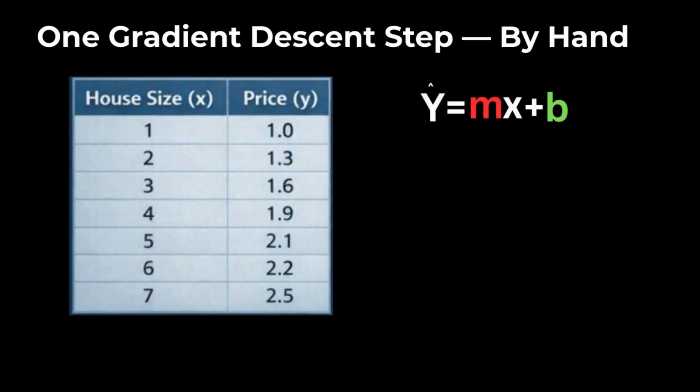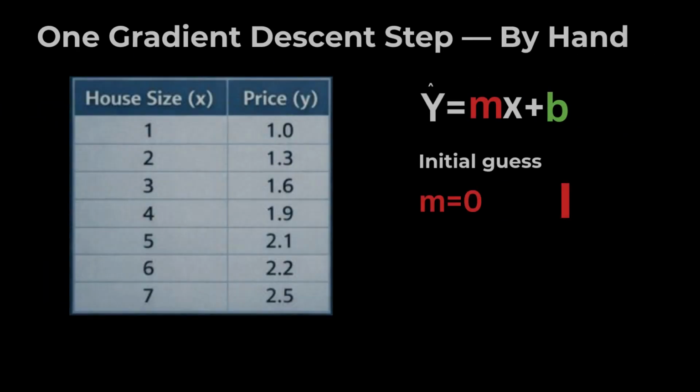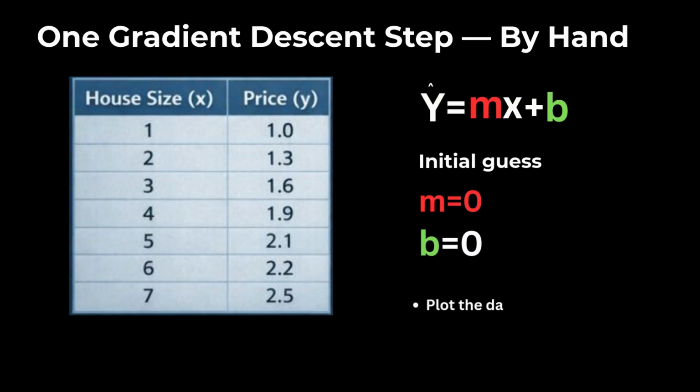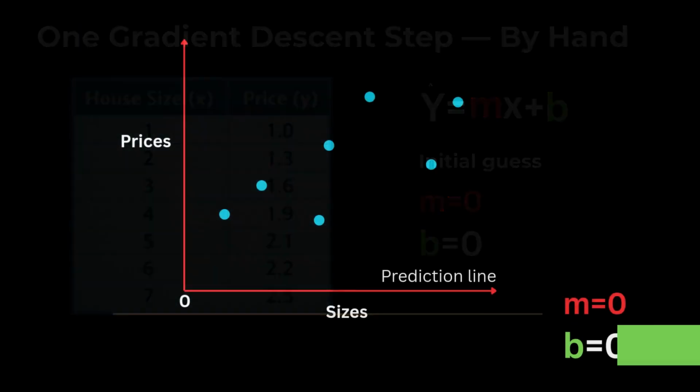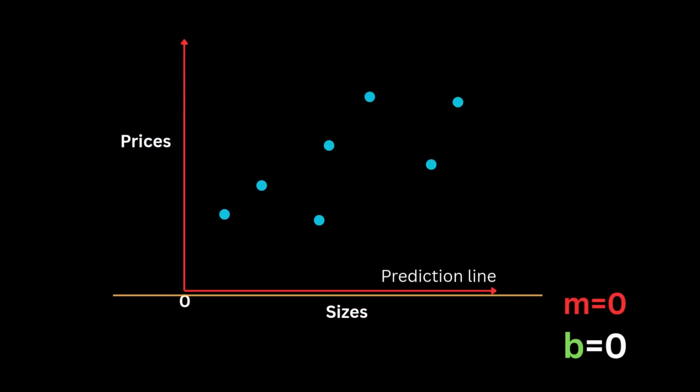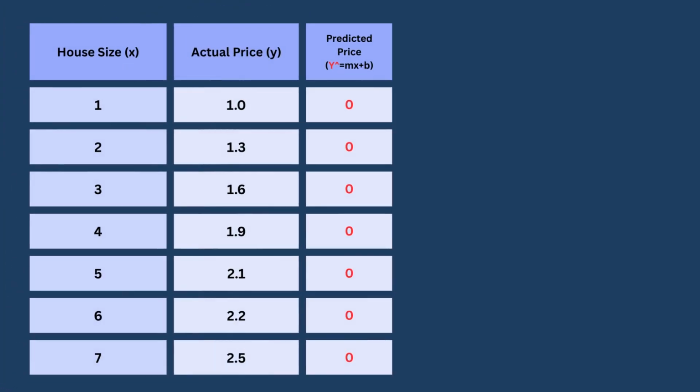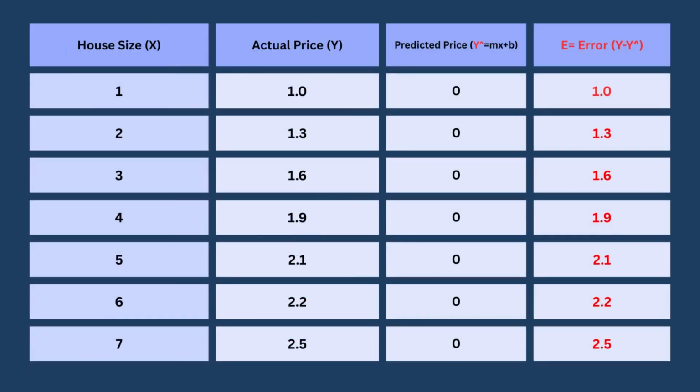We always start with a guess. It doesn't have to be good. It just has to be a starting point. Let's say M is equal to 0 and B is equal to 0. Plot the data points. Draw the prediction line. Use this line to make predictions. For each x value, we plug it into the equation. Whatever comes out is the predicted value.